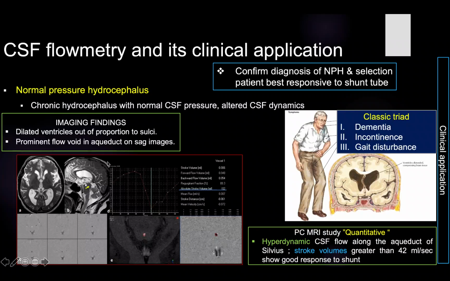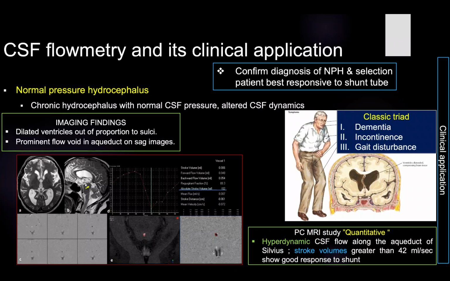In the MR CSF flowmetry, we can usually confirm the diagnosis of normal pressure hydrocephalus. The previous features are usually only suggestive, but with flowmetry we can be sure that these patients have normal pressure hydrocephalus, and this is done by quantitative assessment of the flow in the aqueduct of Sylvius. We can put an ROI, or region of interest, at the aqueduct of Sylvius and measure the stroke volume, and if the stroke volume is more than 42 milliliters per second, this is diagnostic for normal pressure hydrocephalus.